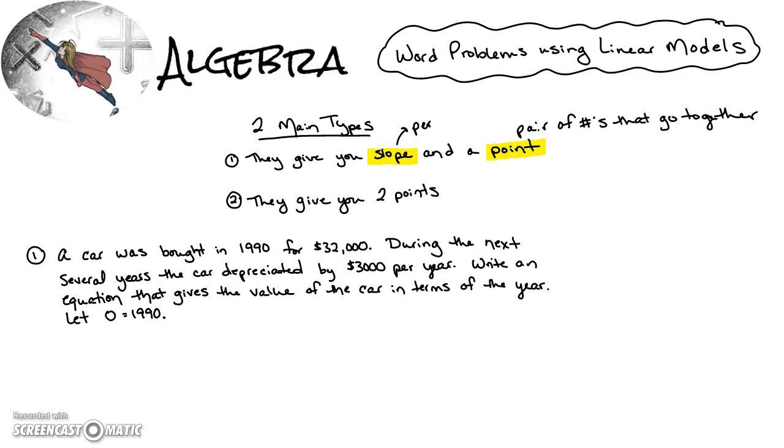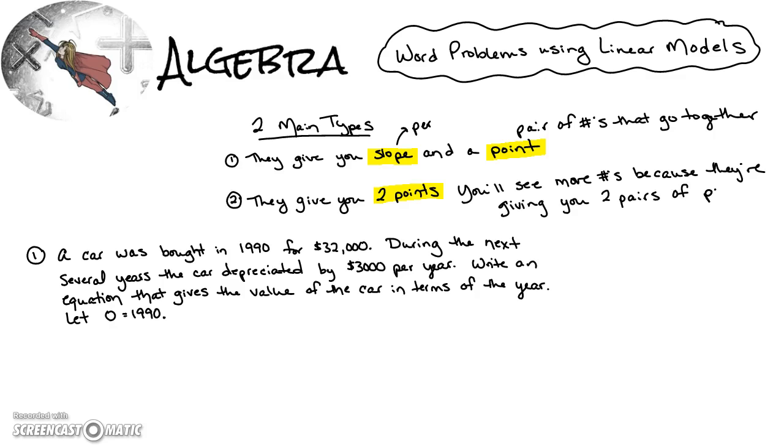And the second type of word problem that you'll see is they're not going to give you slope, but they will give you 2 points. Those problems are kind of noticeable because you'll see more numbers in them. I'll just jot that down. You'll see more numbers because they're giving you 2 pairs of numbers to create those 2 points. So those are the 2 types.